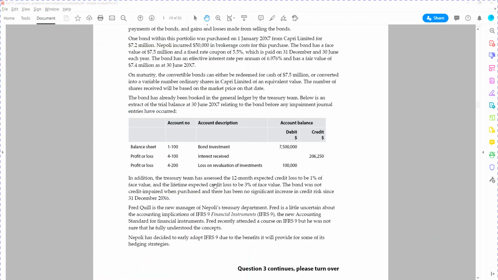We saw in the question over here that the Treasury team has assessed the 12-month expected credit loss to be 1% of face value. So we can use this number here, and basically the impairment value is going to be 1% times face value. The face value is $7.5 million, so 1% of that is $75,000.